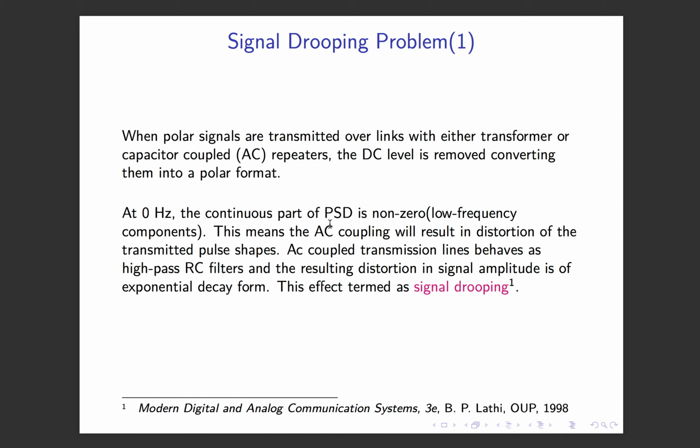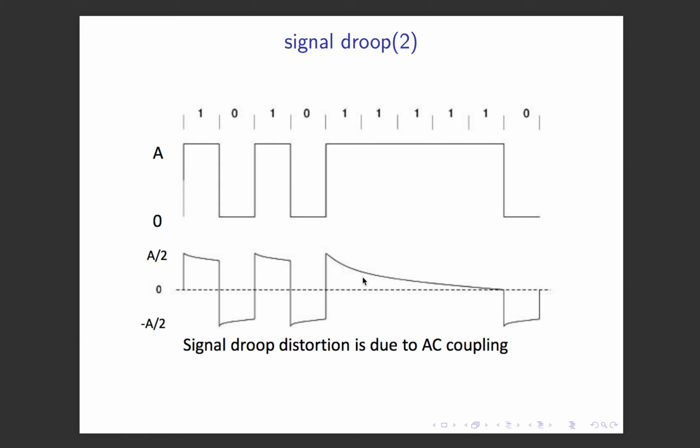That means the AC coupling we have talked about here, the capacitor, will result in some kind of distortion in the output. Whatever the pulse shape, we will see with some figures, and there is some distortion observed in the output. This AC-coupled transmission line behaves exactly as a high-pass RC filter. In the case of RC filters, the resulting distortion in the signal amplitude just decays in an exponential pattern. So this is called signal drooping. We can see this here.